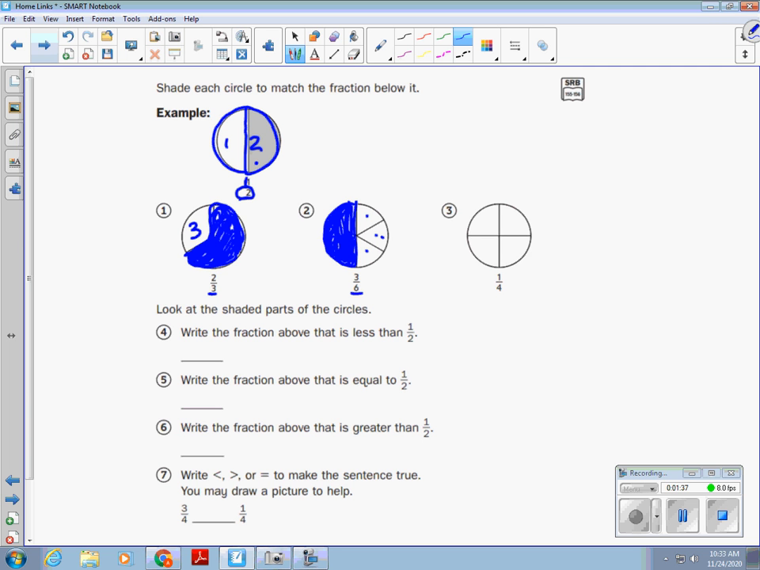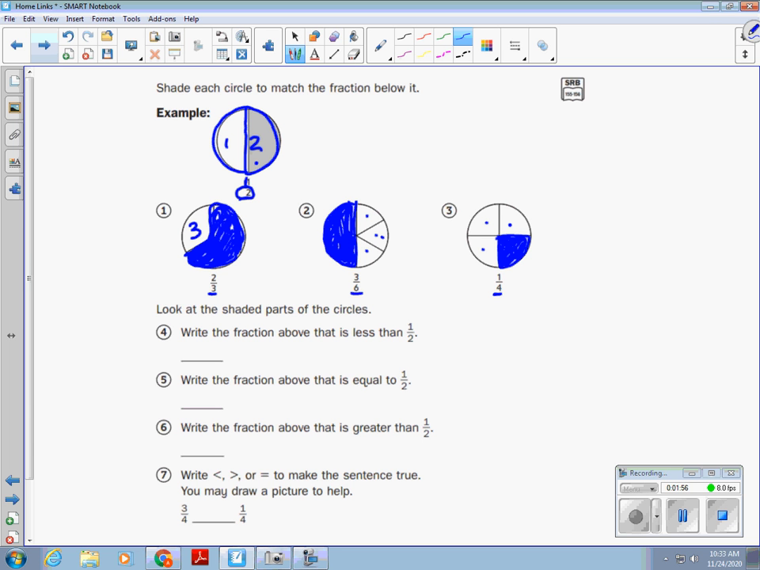and you can use it for comparing. On the next one, I have 1, 2, 3, 4 parts, so that tells me I'm doing fourths. They want me to shade 1 of those parts, and that would show me 1/4.